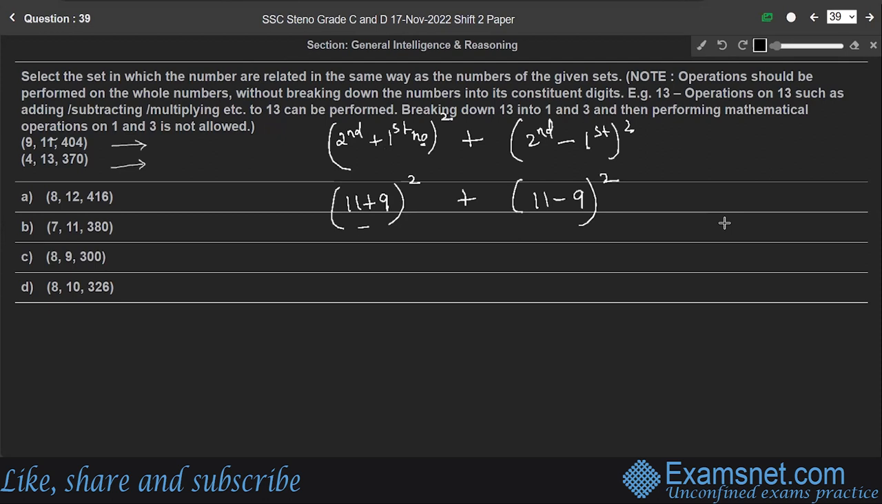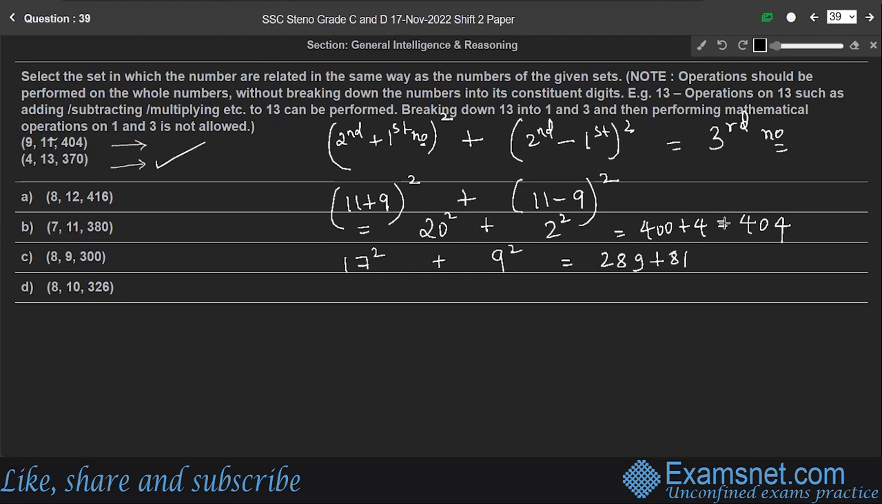So, you will get 11 plus 9 is 20 square. 11 minus 9 is 2. It's a square. Becomes 400 plus 4, which is 404, which is third number. Therefore, the logic is second number plus first number, the whole square, plus second number minus first number, the whole square, gives you third number, right? Similarly, in the second set, 13 plus 4 is 17 square, plus 13 minus 4 is 9 square, 17 square is 289, 9 square is 81, is equal to 370, right?